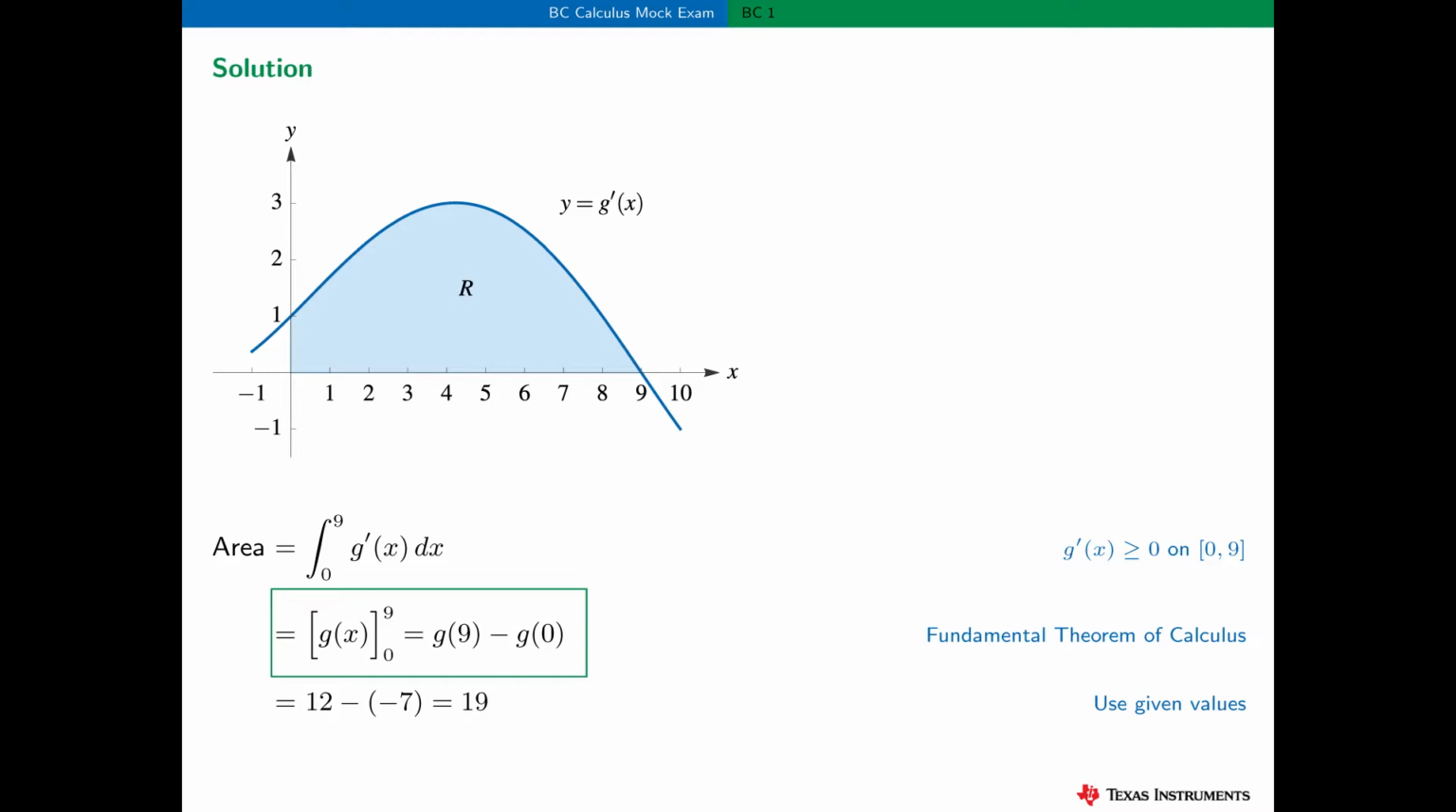So, using the Fundamental Theorem of Calculus Part 2, this is g of 9 minus g of 0. And these two values were given in the statement of the question. So the final answer here is 19.